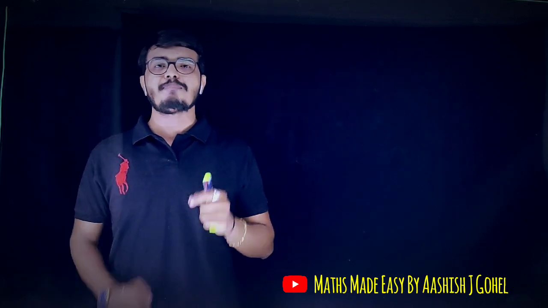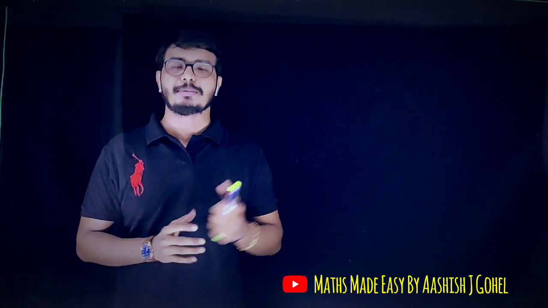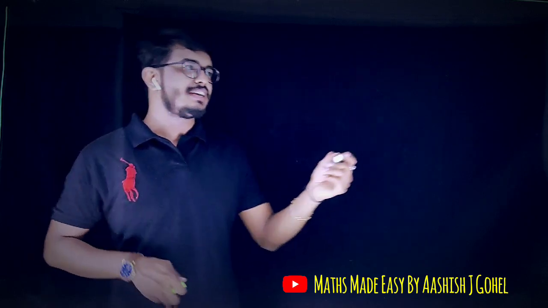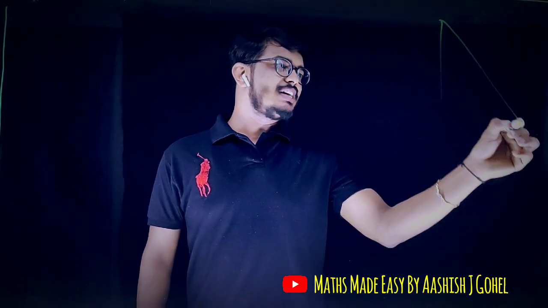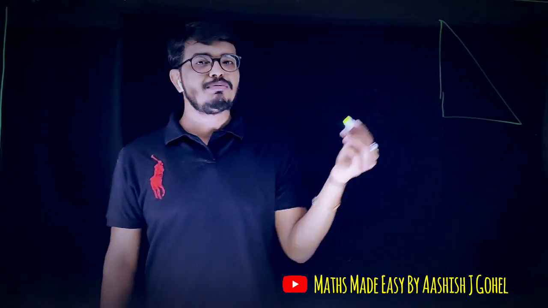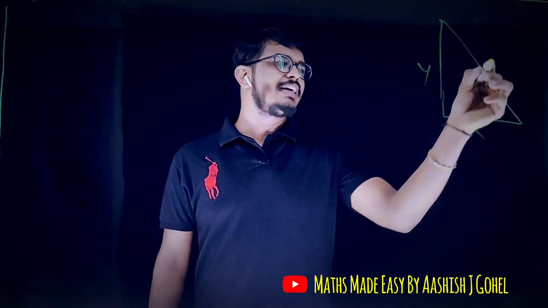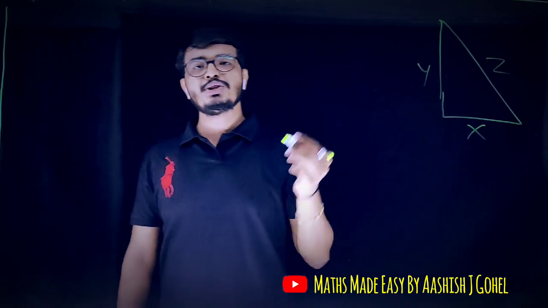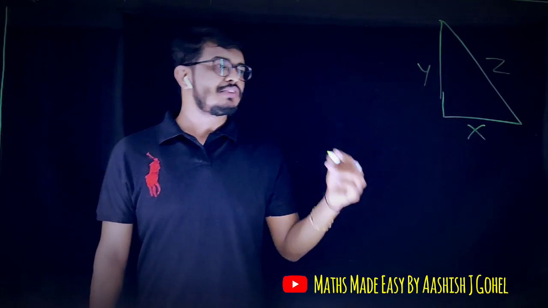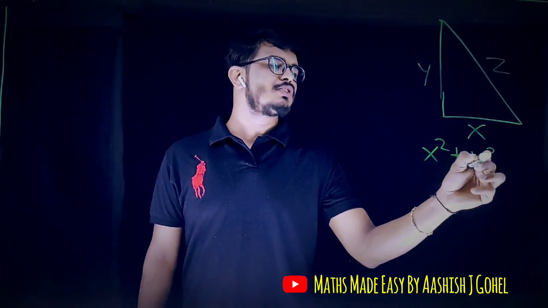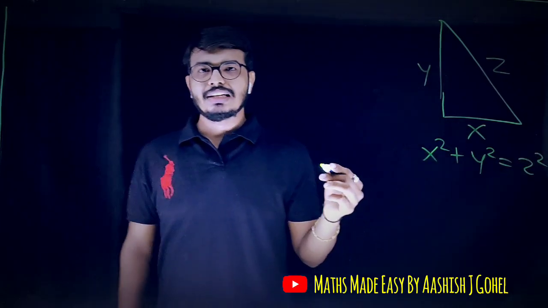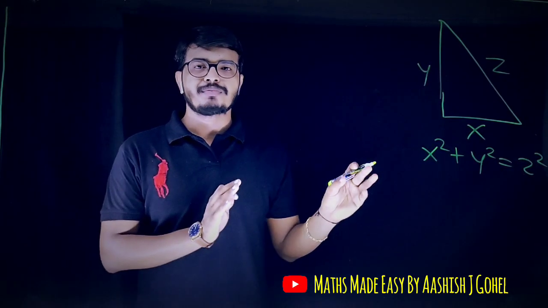Today we will be discussing the very first great theorem of mathematics, that is Pythagoras theorem. We already know that if I draw any right angle triangle and name the sides as x, y, z, according to Pythagoras theorem, the equation will be x square plus y square is equal to z square. This thing we already know.